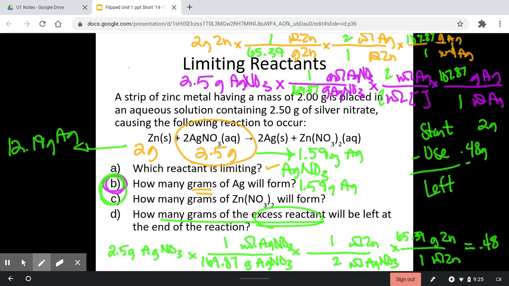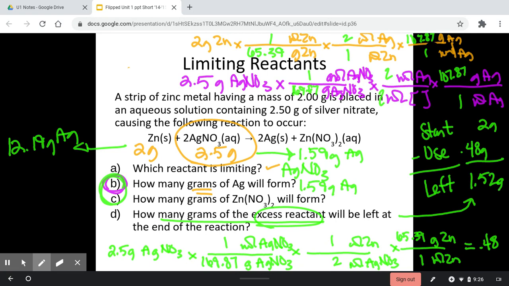Okay, so I'm going to use 0.48 grams of zinc. And 2 minus that answer is 1.52. So 1.52 grams of zinc is going to be left over when silver nitrate runs out.